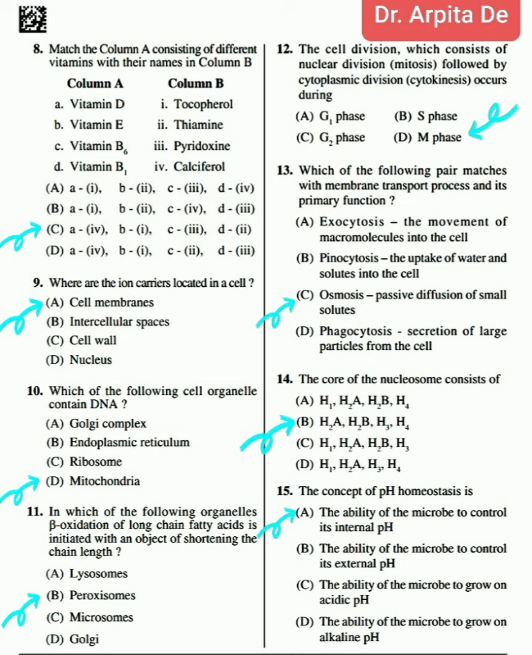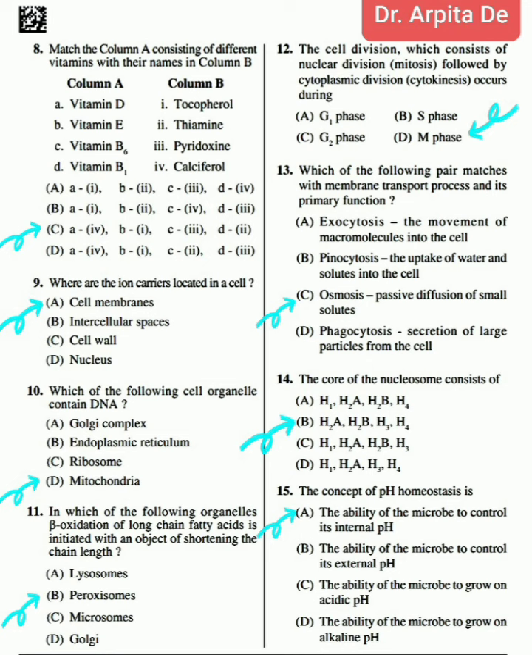Next, in which of the following organelles is beta oxidation of long chain fatty acids initiated with the object of shortening the chain length? Option A, lysosomes, peroxisomes, microsomes and Golgi apparatus. The correct answer is peroxisomes.